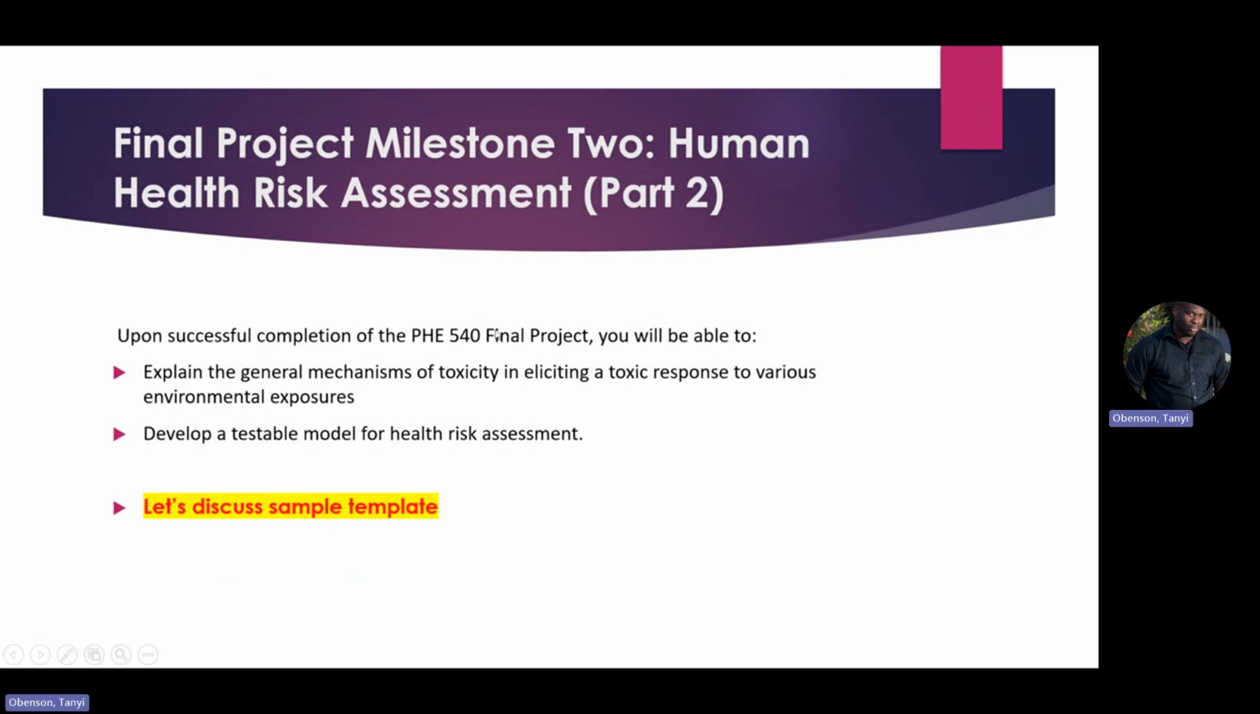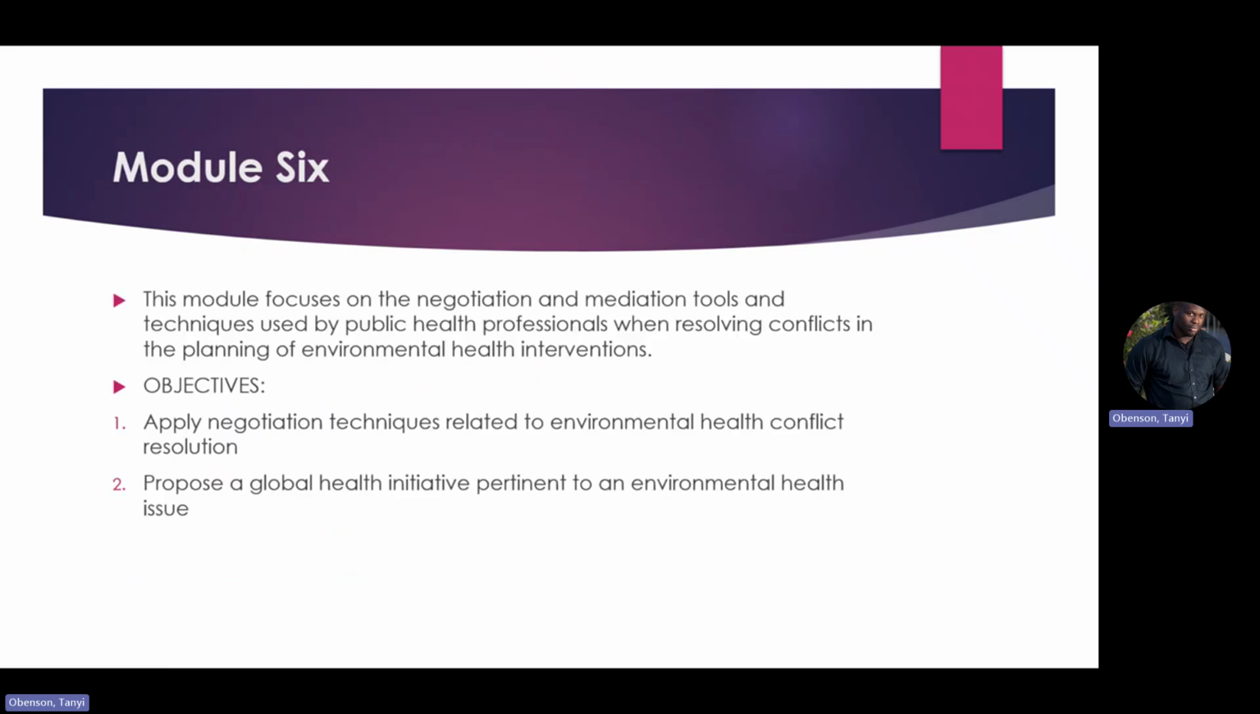Upon successful completion of the 540 final project, you'll be able to explain general mechanisms of toxicity in eliciting a toxic response to various environmental exposures, and develop testable environmental models for health risk assessment. So there's a template for this. It's basically the second half of your template for module 3 that you'll be completing. If you need any help with what the document should look like, feel free to reach out to me and I can send you a sample. But it's basically a continuation of what you've already started.